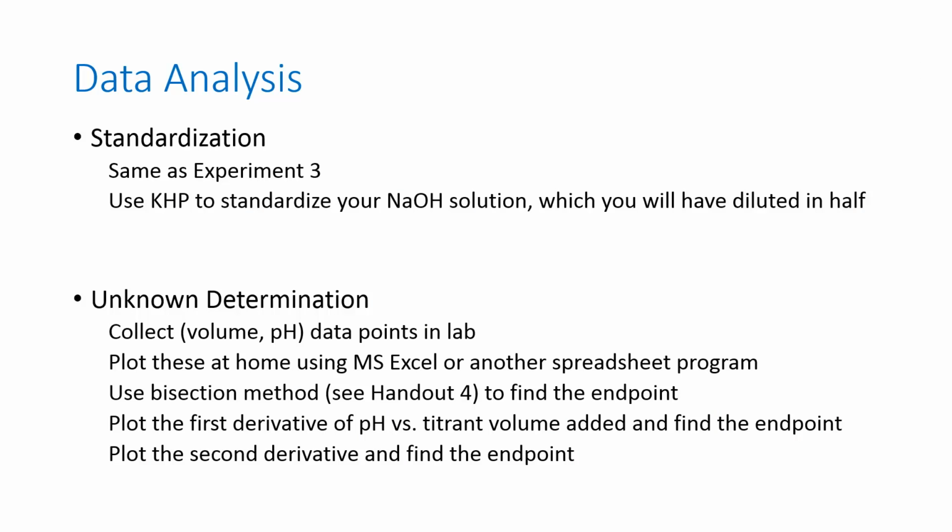Your data analysis is straightforward for the standardization part, and you're going to need to do something you've never done before in Chem 300 for the unknown determination part. For the standardization, it's the same thing you did in experiment 3. You weigh out some KHP, you use the mass of that KHP to figure out the number of moles of primary standard, use the number of milliliters of sodium hydroxide that you delivered to the beaker to find the concentration of sodium hydroxide.